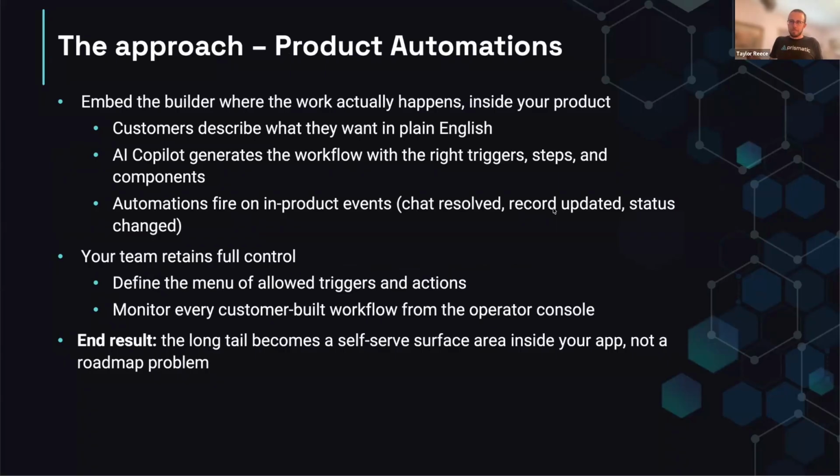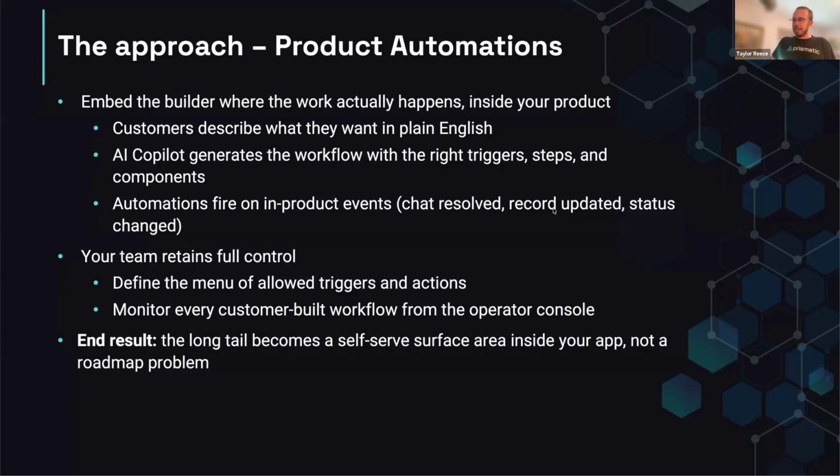So that's where our embedded workflow builder came in. We started by building our embedded workflow builder where customers can build their own workflows. We added an AI Copilot so they can use plain English to describe the type of integration or workflow they want to build, and it'll add the triggers and steps and components that you need. You can configure it to fire on in-product events. When something happens in your app, you can set up those triggers to automatically fire.